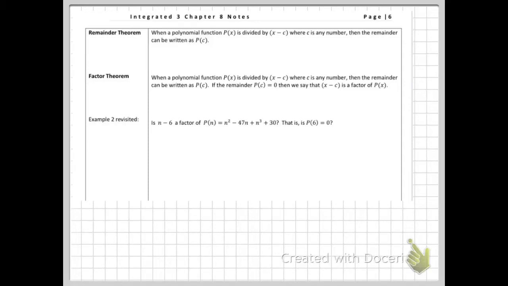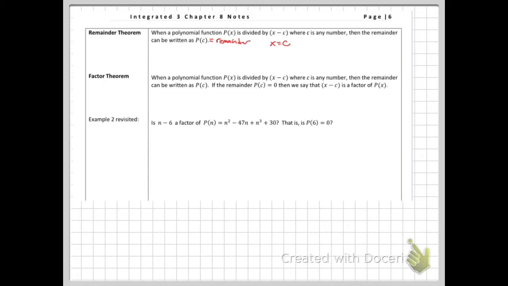Okay, so page 6, the remainder theorem says when a polynomial function p of x is divided by x minus c, where c is any number, then the remainder can be written as p of c. So that's telling you if you plug c in, remember you have to use the root, right? So zero product property would give me c for the root. If I plug that into the polynomial, whatever the answer is that I get, that's going to be the remainder.